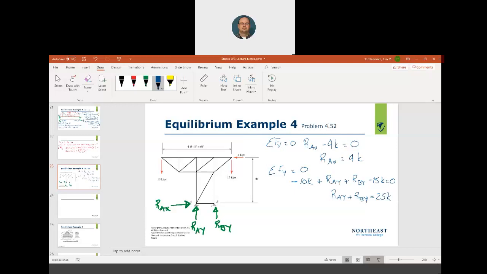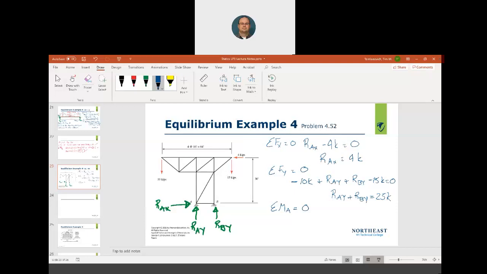I don't know RAY or RBY. Sum of the moments for point A equals 0. It doesn't matter which point. I can use point A or point B. When I check my equilibrium, I use the other point. I could go up here and use it, as long as I know distances. RAX and RAY, the lines of action go through the point of rotation, so those are 0 because there's no perpendicular distance. So I just got rid of two unknowns.